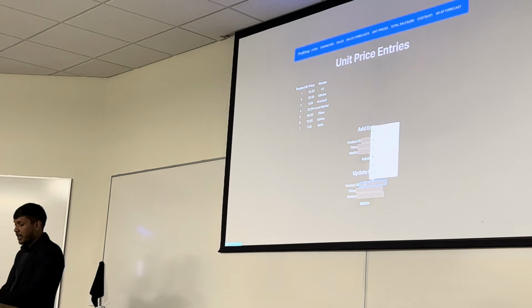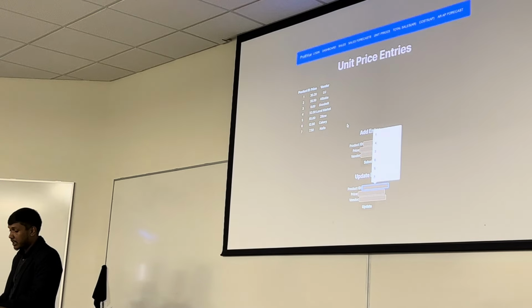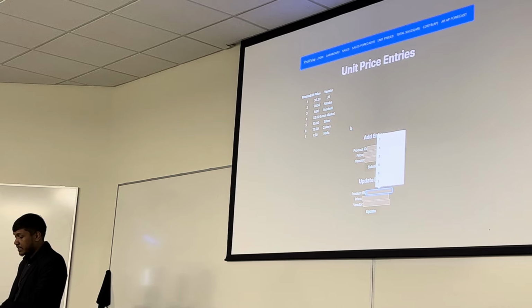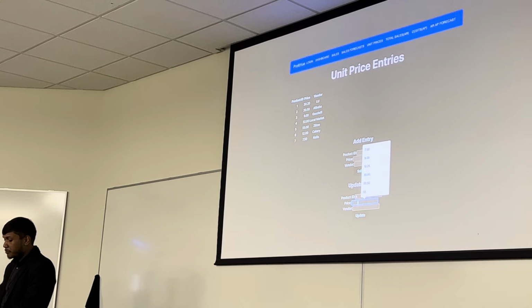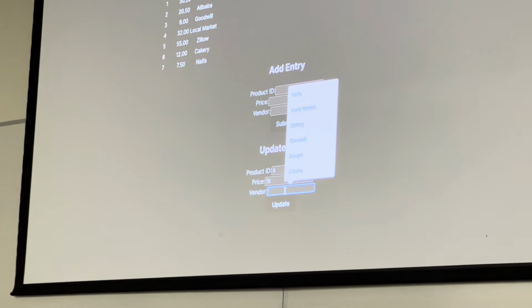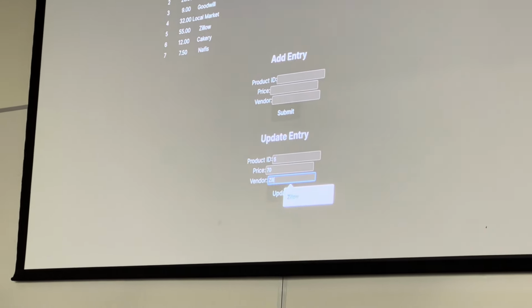So let's just try updating one product, like let's say Zillow vendor 1, where the product ID is 5. Let's say the new price is 70, and I can change the vendor to maybe just Zillow again.